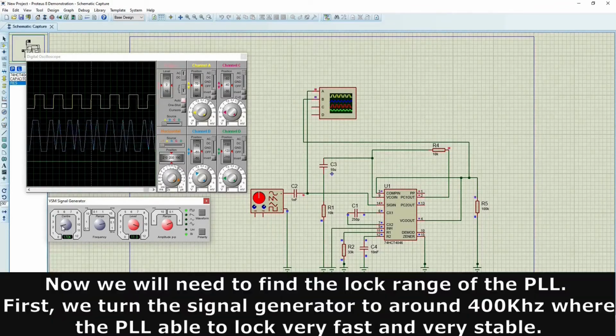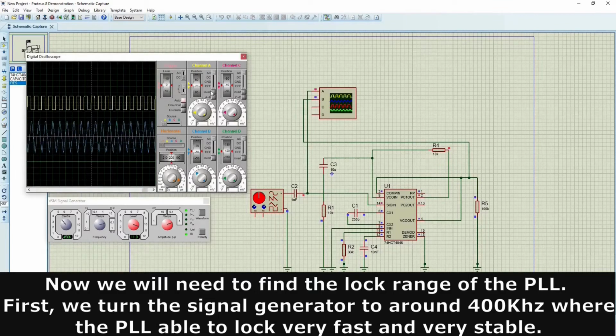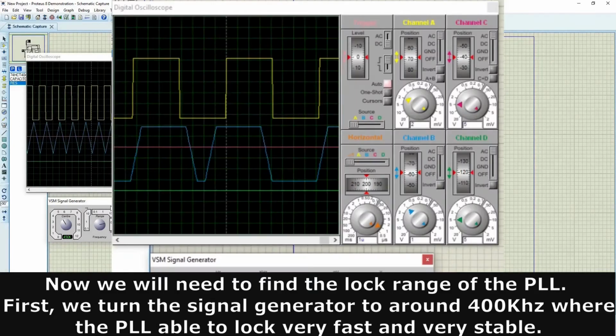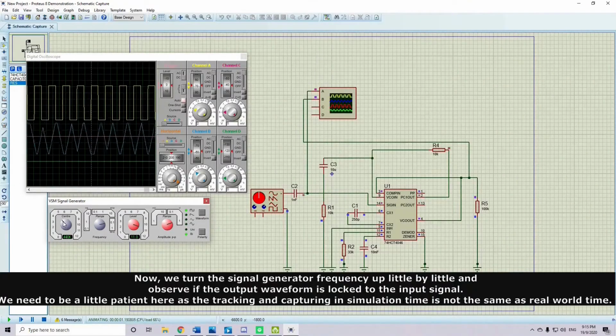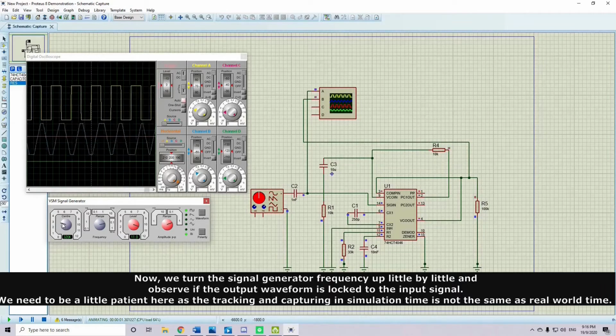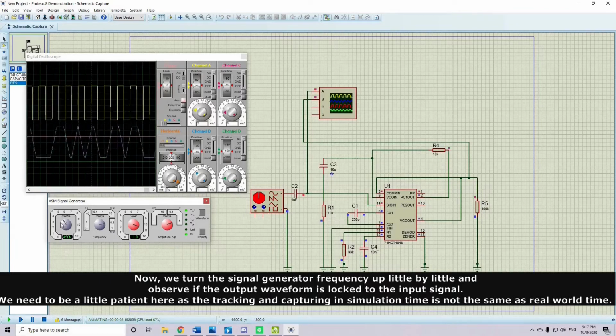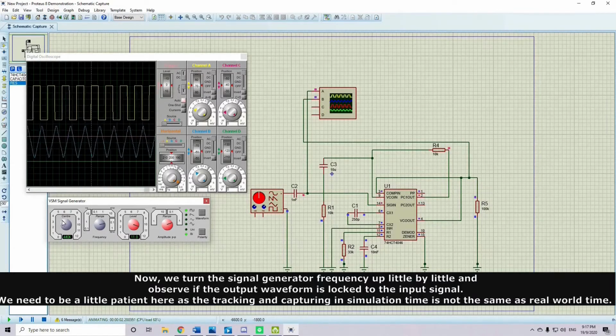Now we will need to find the lock range of the PLL. First, we turn the signal generator to around 400 kHz, where the PLL is able to lock very fast and very stable. Now we turn the signal generator frequency up little by little and observe if the output waveform is locked to the input signal. We need to be a little patient here, as the tracking and capturing in simulation time is not the same as real world time.